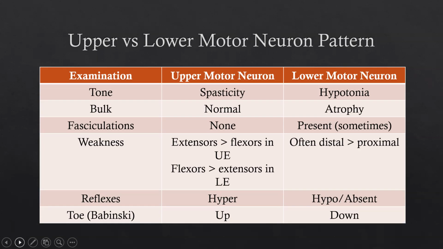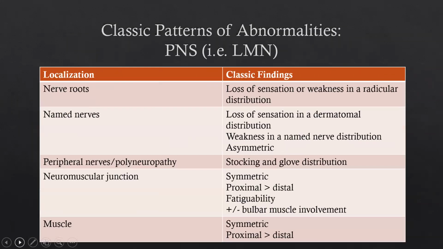Was it spastic? Was it hypotonic? What was the bulk? Was it normal or atrophic? Were there fasciculations present or not? What was the pattern of weakness, if at all there was any weakness anywhere? And then how were the reflexes? How were the toes? Were they upgoing or downgoing? This is very helpful in trying to figure out, from your history and marrying it with your examination, potentially the localization.